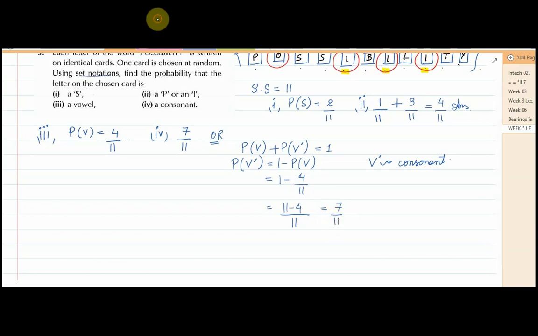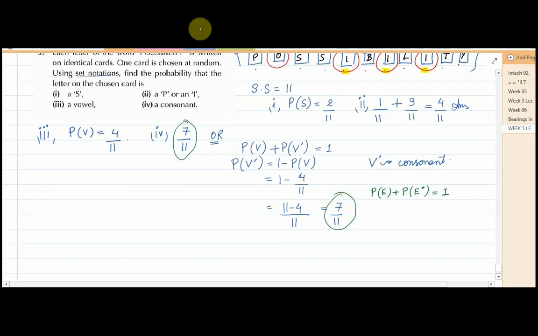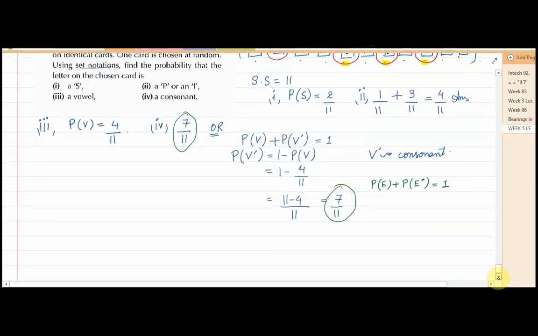So the same concept that I had discussed in the last class: probability of an event that it occurs plus probability of an event that it does not occur, that complement represents it does not occur, is equal to 1. So we can use this concept and we can use the direct method as well. Both are correct. After that, moving on to question number 4.